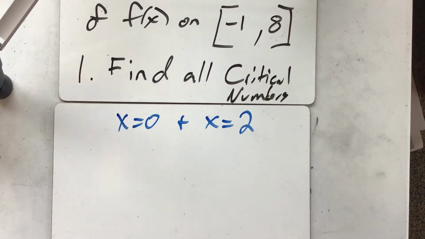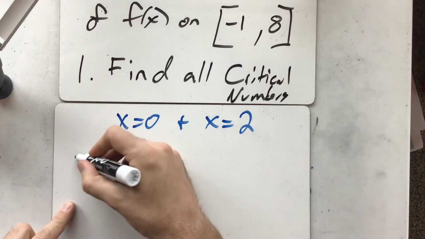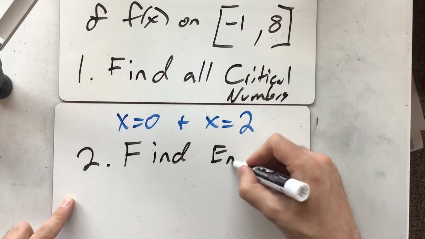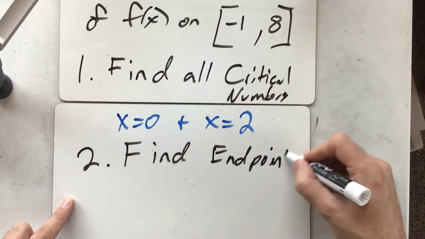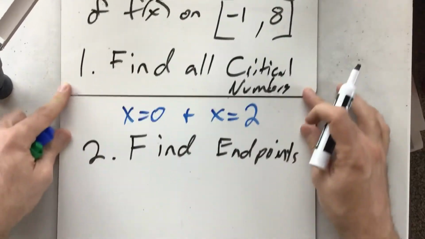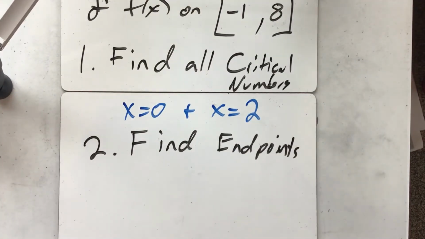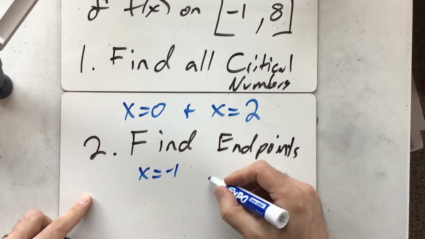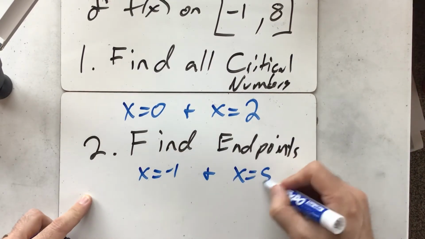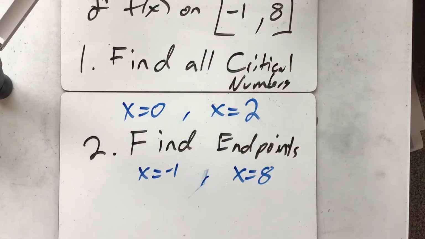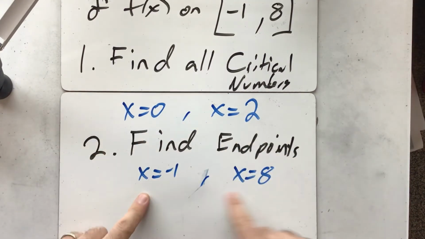Okay. The second part that we would do is we would find the endpoints. There's no finding here. The endpoints are given to you. The endpoints are this -1 and 8 that are right there. So what are our endpoints? Our endpoints are x equals -1, and x equals 8. I'll put commas here so it doesn't look like I'm adding them. Okay, so find critical numbers, 0 and 2, find endpoints, -1 and 8.